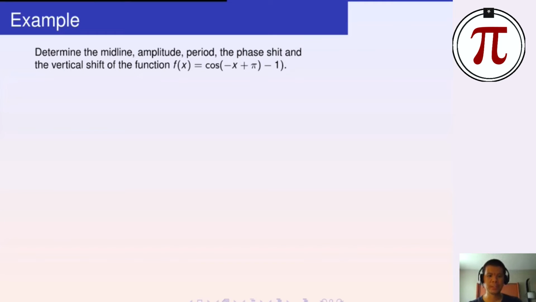So determine the midline, amplitude, period, phase shift, and the vertical shift of the function f of x equals cosine of negative x plus pi, minus 1. Could you please go ahead and solve this question for us?